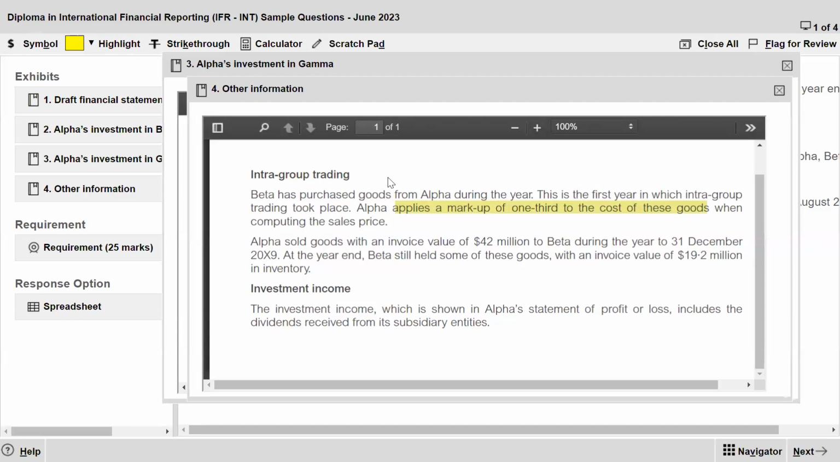Now, what next is there? The next situation is that it says Alpha sold goods with an invoice value of $42 million to Beta during the year to 31st December X9. And at the end of the year, Beta still had some of these goods with an invoice value of 19.2 million in the inventory. Now, can you people calculate the unrealized profit on this, please?